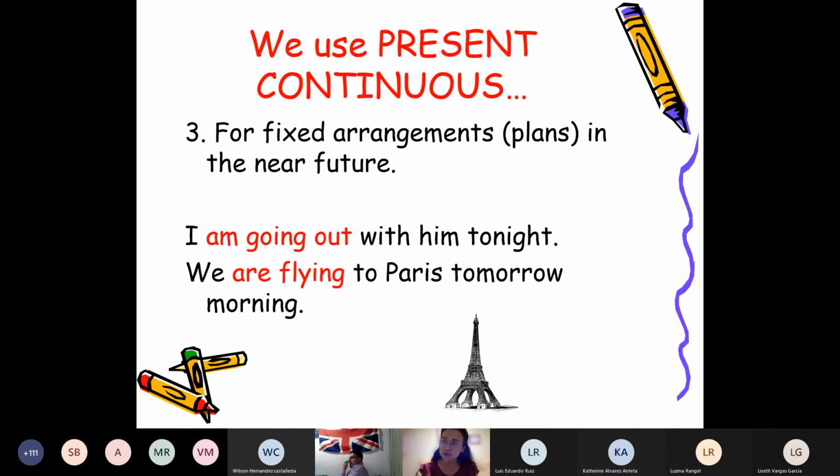Also, the present continuous is used for fixed arrangements, plans in the near future. I am going out with him tonight, or we are flying to Paris tomorrow morning. No, here in the first one, I am going out. Remember, you have the verb to be, and also you have another verb with ing. We are flying to Paris tomorrow. Here you have the auxiliary are and the verb with ing.